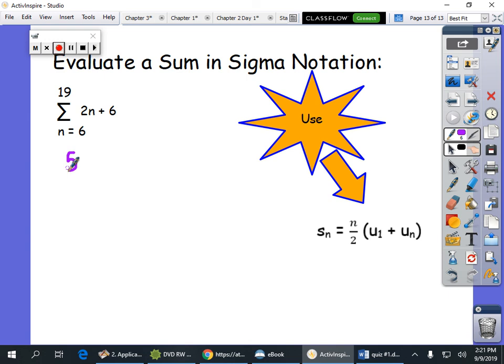How did you find the first term using this? You plug in the number. You substitute in each of these numbers to find the first term and then the last term. Yep.